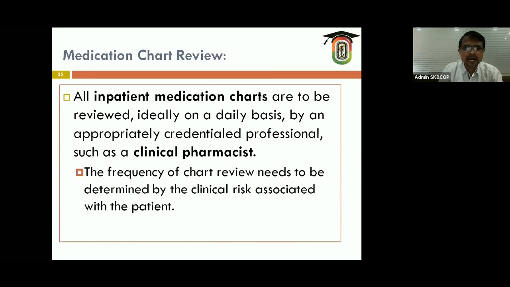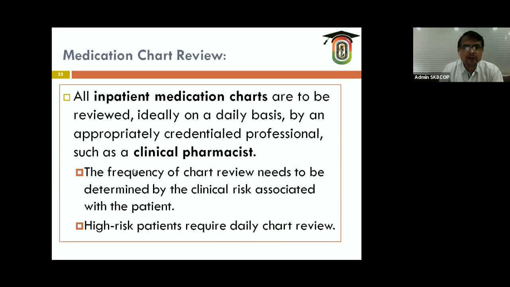The frequency of chart review needs to be determined by the clinical risk associated with the patient, and a high risk patient requires daily chart review. So जो frequency है, जैसा मैंने कहा कि daily होना चाहिए. So there can be such patients who are not very much associated to risk. Right? So probably their review could be done after 2 days or after 3 days or after a particular therapy.